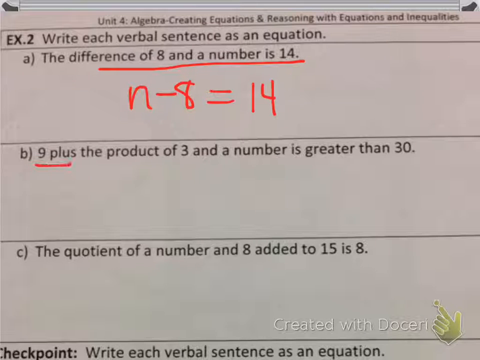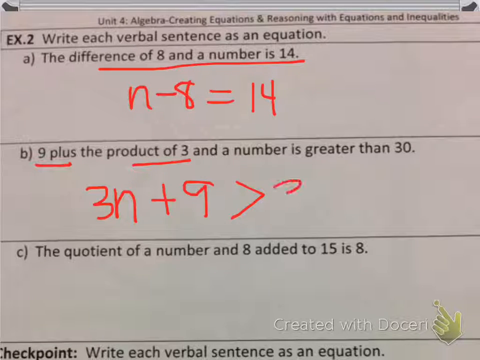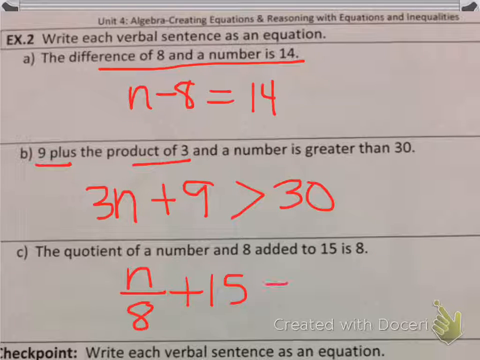This next one says 9 plus the product of 3 and a number is greater than 30, so bigger than 30. And then the third one here says the quotient of a number and 8 added to 15 is 8. So the quotient of a number and 8, so a number divided by 8, added to 15 is 8.